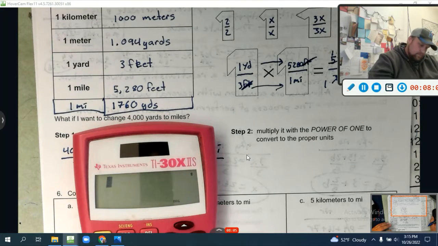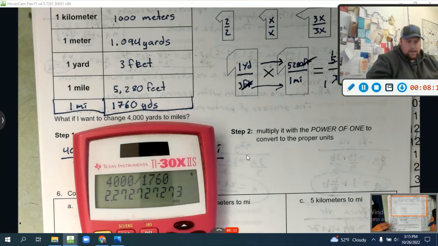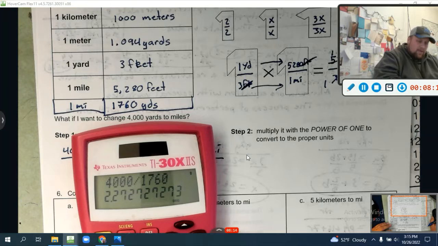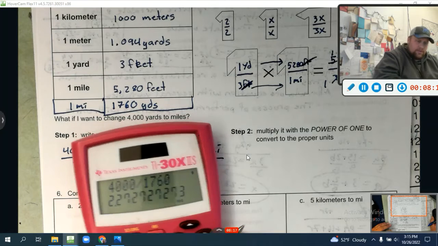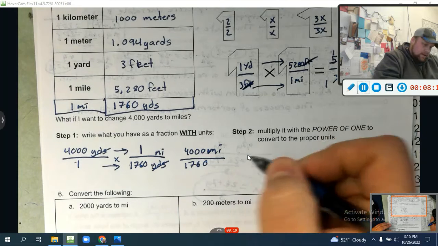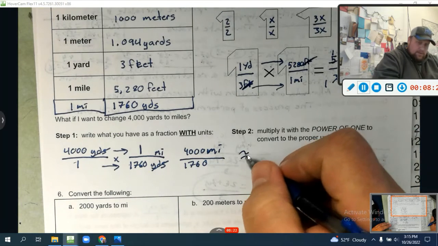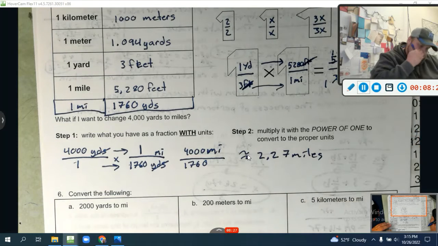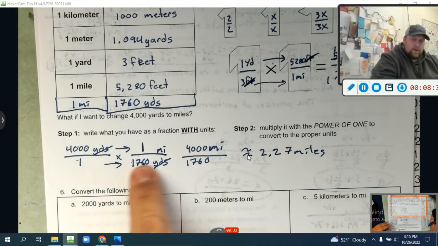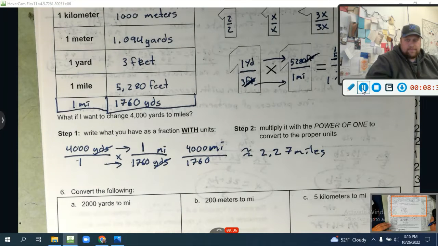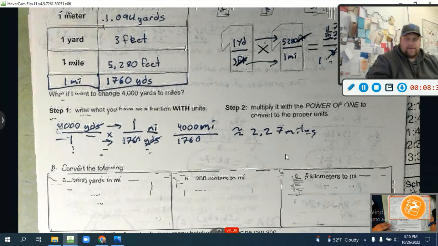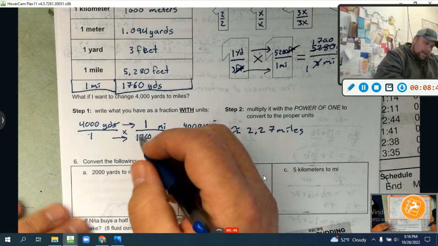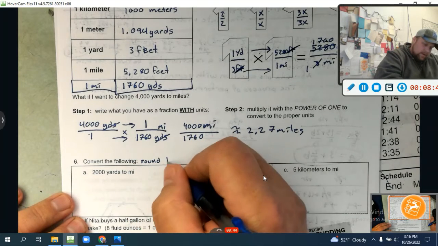4,000 divided by 1,760. So that's going to be, wow, we're going to have to round that probably to the nearest hundredth. So that's going to be 2.27 miles. So this is approximately 2.27 miles. Look at that. So this is how we do unit analysis. Now let's go ahead and carry this on down here. And I'm going to add this to it. Go ahead and round to nearest hundredth mile.